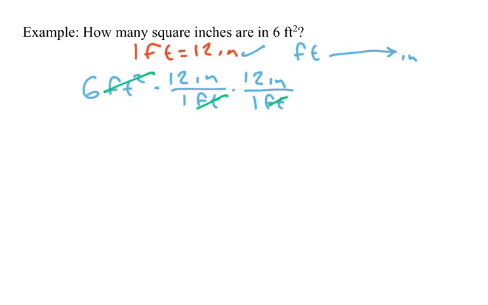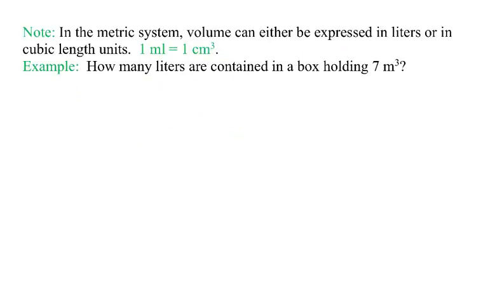The answer would be in inches squared, and the numerical value is 864 inches squared. That's how you convert from square feet to square inches. So if we have squared units, we simply have to multiply by conversion fractions twice. And not surprisingly, if you had cubic units like volume, you would have to multiply 3 times.